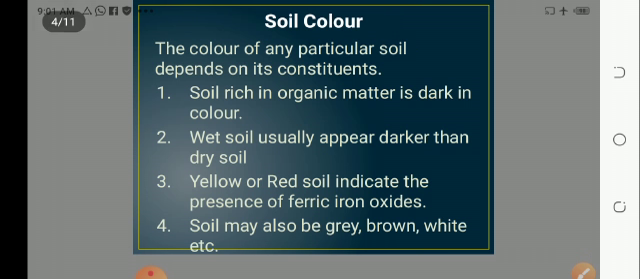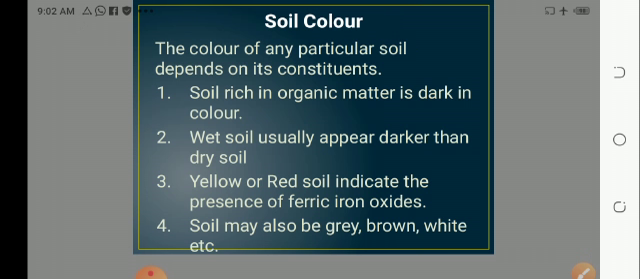Then soil color. The color of any particular soil depends on its constituents. Number one, soil rich in organic matter is usually dark in color. So when a soil is dark in color, it shows that it's likely that soil is rich in organic matter. Wet soils usually appear darker than dry soil. When the moisture content of soil is high, that soil tends to look darker than dry soil.